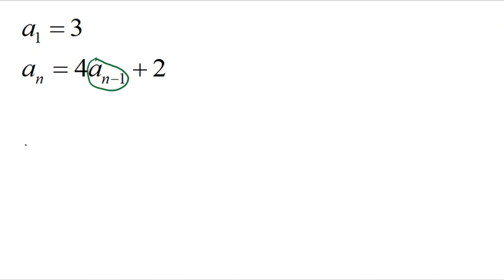So the first term is 3. If I want to find the second term, then I need 4 times a sub 2 minus 1 plus 2. Again, I'm trying to find the second term, so I'm subbing in 2 for n, because that's what you do, right? So this right here is the first term, because a sub 2 minus 1, well, 2 minus 1 is 1, so that's the first term. So I'm going to do 4 times the first term, which is 3. 4 times 3 is 12, 12 plus 2 is 14. So there is my next term.